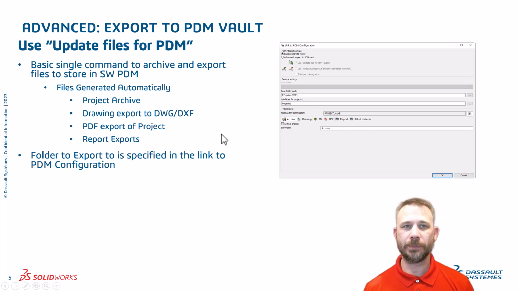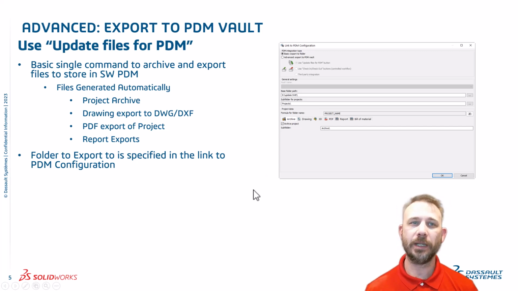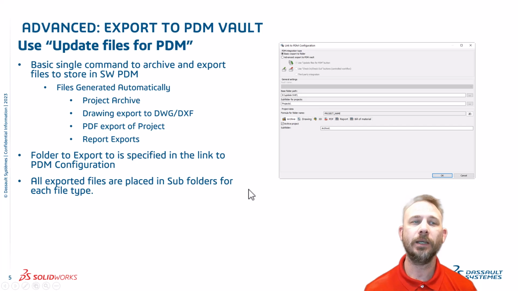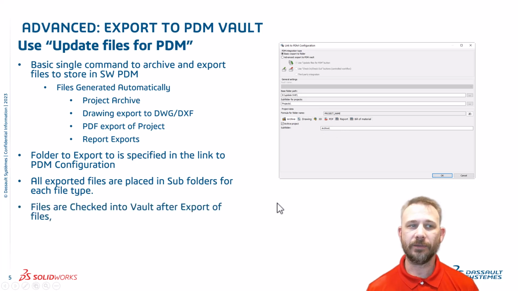Folders to export is specified in the link to PDM. That's one thing to keep in mind. All exported files are placed in a subfolder for each file type, like I was mentioning. And then the files are checked into the vault after export of files. So it does do the check-in process for you. And that's why it requires PDM Professional, because of that check-in requirement, the API calls.